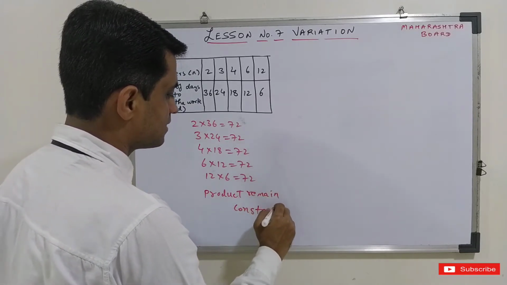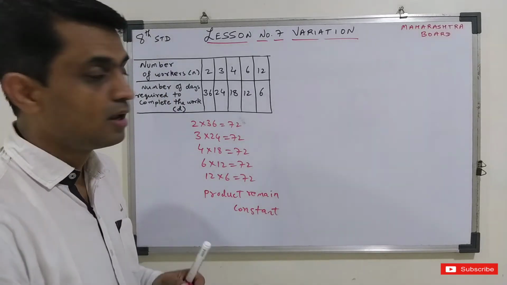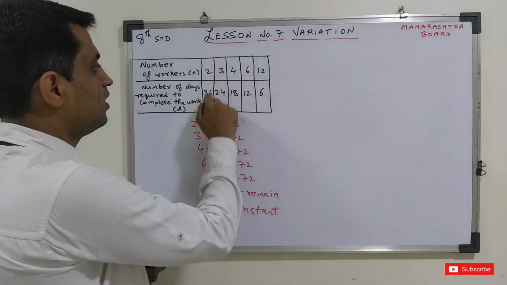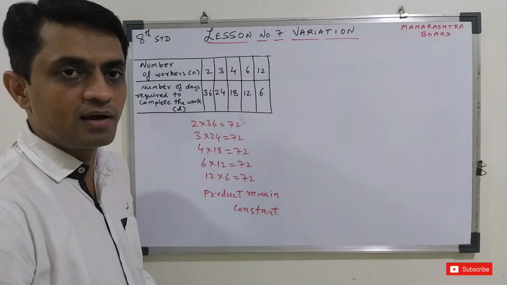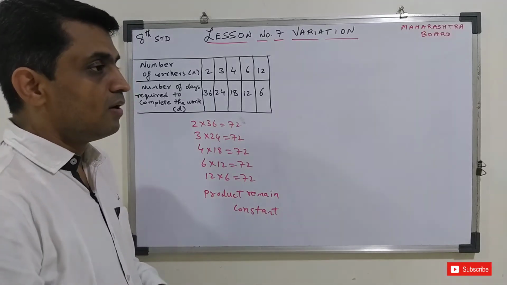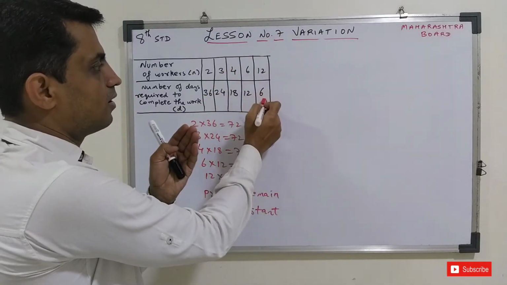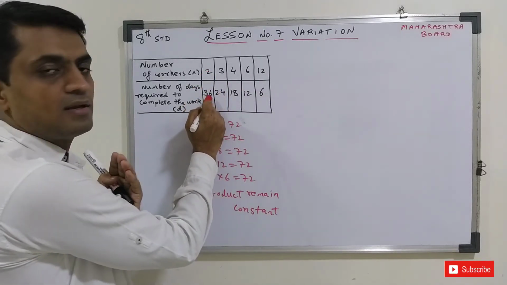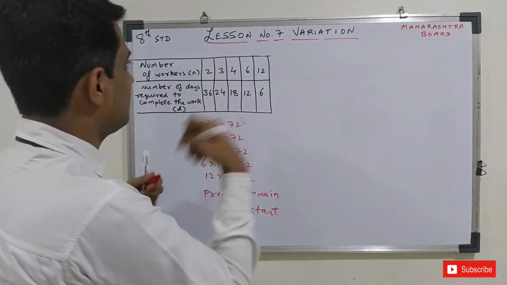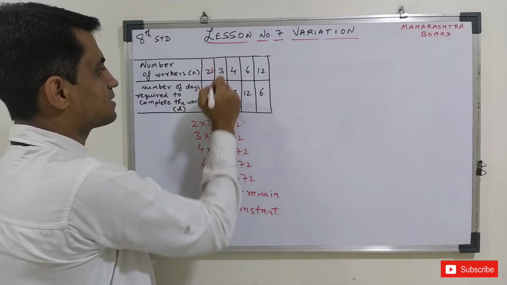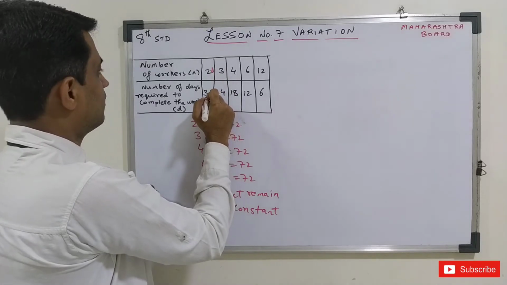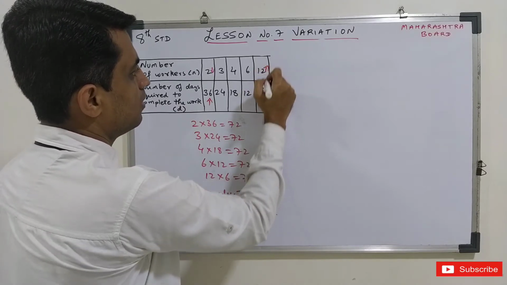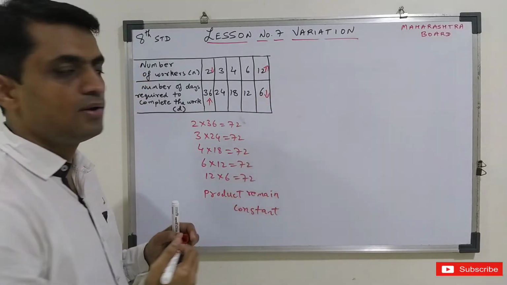In the first exercise, we have seen the ratio remains constant. Here the product remains constant, 72, 72, 72. It means whenever you multiply the two quantities, the product remains constant. When one quantity increases, another quantity decreases. When one quantity decreases, another quantity increases. Inverse. I put the marking here. Here the workers are fewer, the days will be more. Here the workers are more, the days are fewer. Are you getting it?